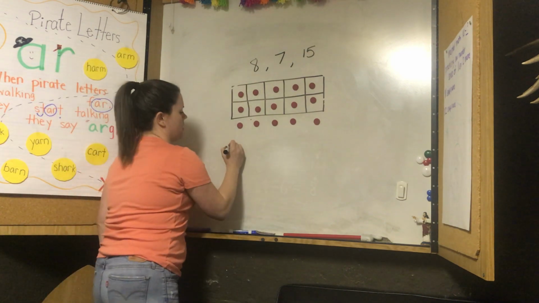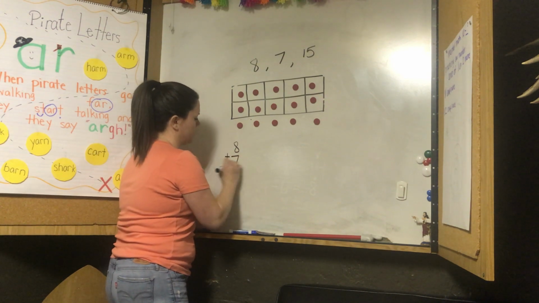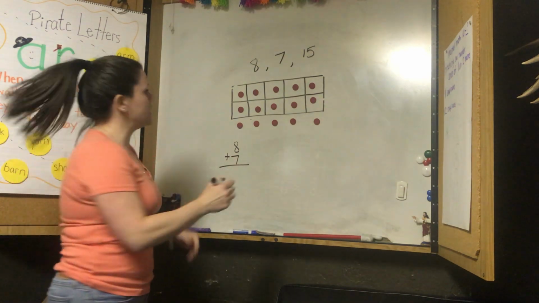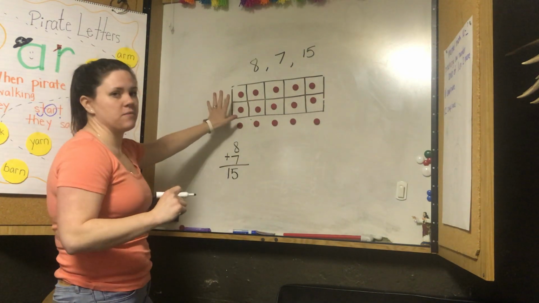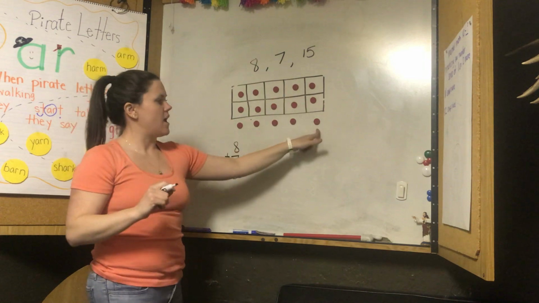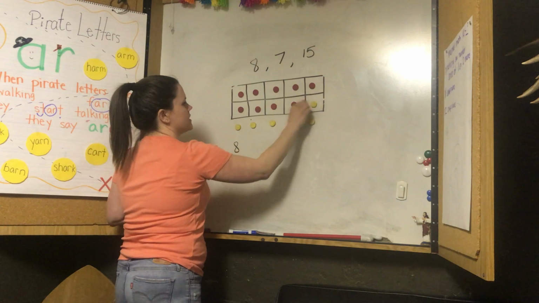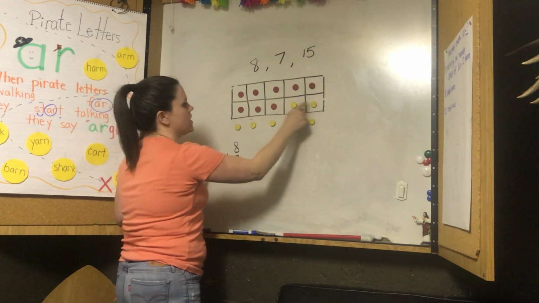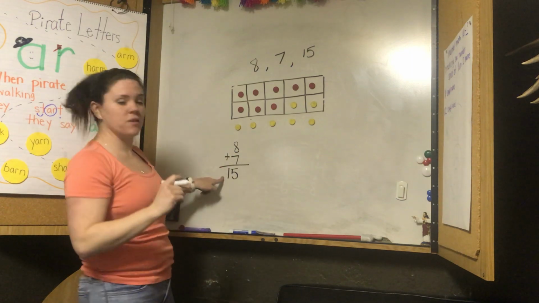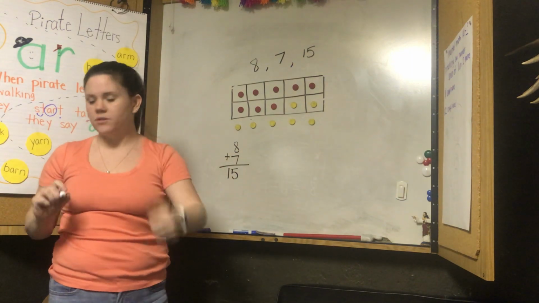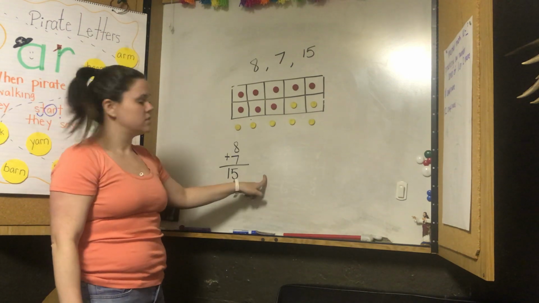Now they're showing us the first one vertically, right? 8 plus 7 has to equal 15. But let's show it ourselves. In my 10 frame here, I have 15, right? I have a full 10 and 5 more. 1, 2, 3, 4, 5, 6, 7. If I have 7 yellows, I also have 8 reds. 8 plus 7 gives me 15. Is that correct? Absolutely.